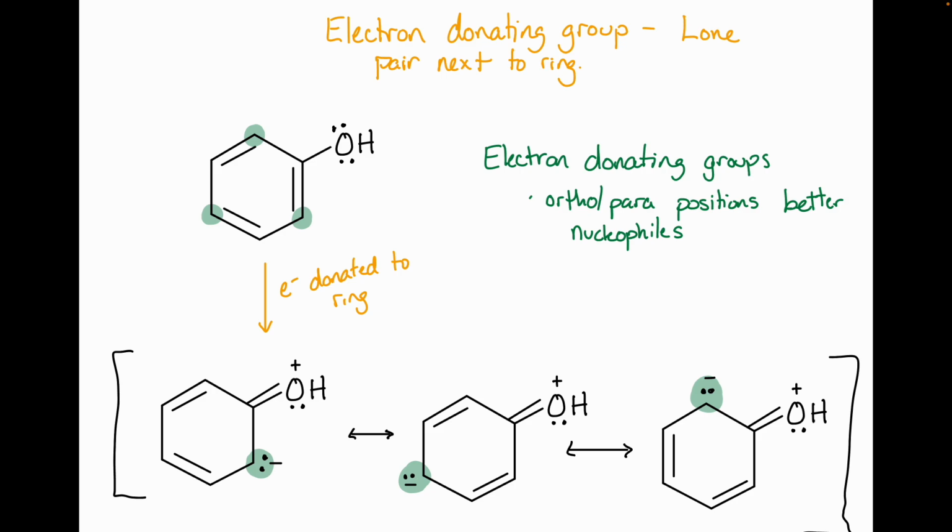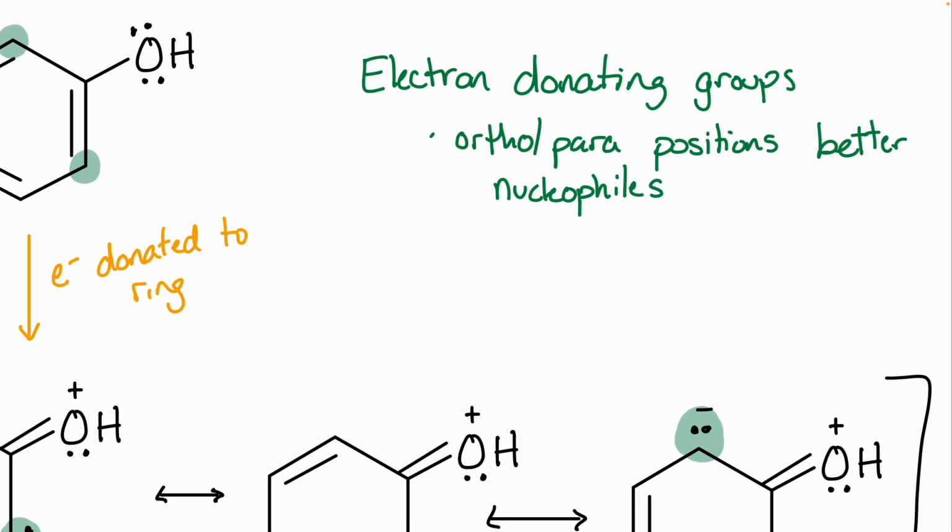So what does that mean? That means that if we have one of these electron donating groups on our ring, and we do one of those electrophilic aromatic substitution reactions, it's going to direct any incoming substituent specifically to those locations. So our electron donating groups, we call these ortho para directors. They are going to direct any incoming substituent to an ortho or para position.